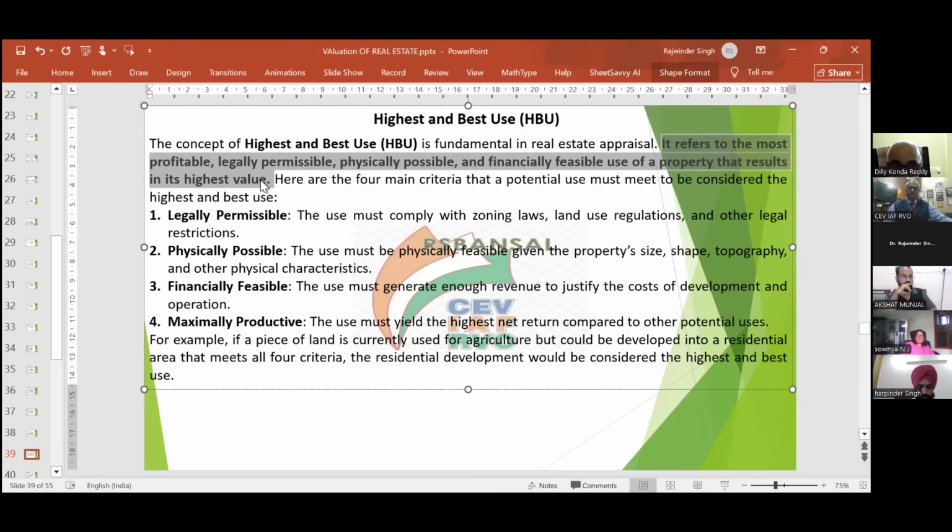For example, a piece of land is currently used for agriculture, but could be developed into a residential area that meets all four above criteria. If it is meeting all the above four criteria, then the residential development will be considered highest and best use.